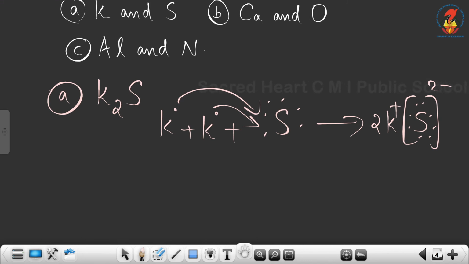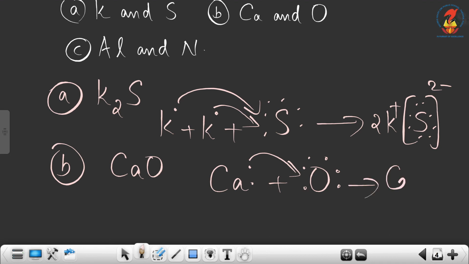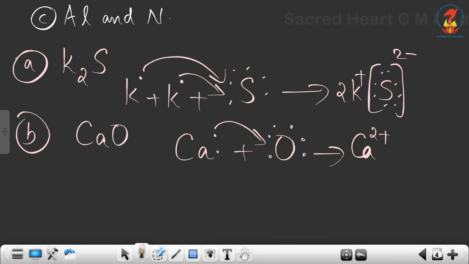Now the question B is calcium and oxygen. You know, calcium and oxygen combine to form calcium oxide. And let's show the formation of cation and anion. Calcium has 2 valence electrons, plus oxygen has 6 valence electrons. So the 2 valence electrons of calcium are donated to oxygen. You get calcium oxide. Calcium on losing electrons gets Ca2 plus, and oxygen gains 2 electrons. So how will you show? Oxygen with 8 electrons, 2 minus.